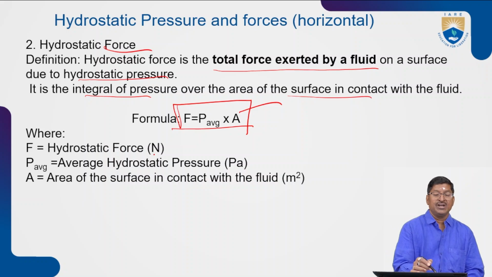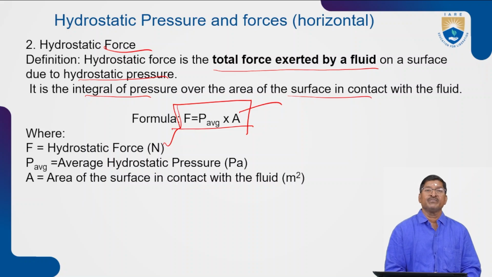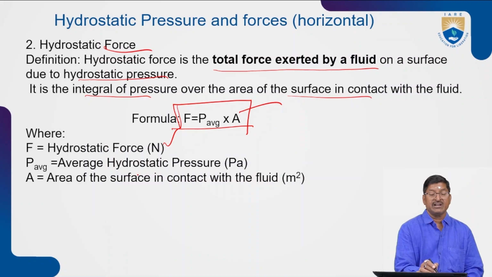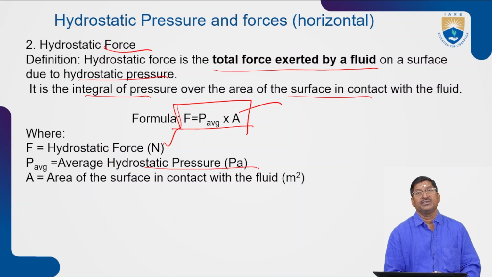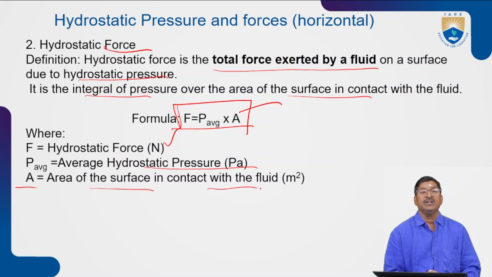So F is the hydrostatic force in newtons, because the pressure is Newton per meter square. If you multiply with the meter square area, the meter square cancels and you get the newtons here. P average is the average hydrostatic pressure in terms of pascals, that means Newton per meter square. A is the area of the surface in contact with the fluid.